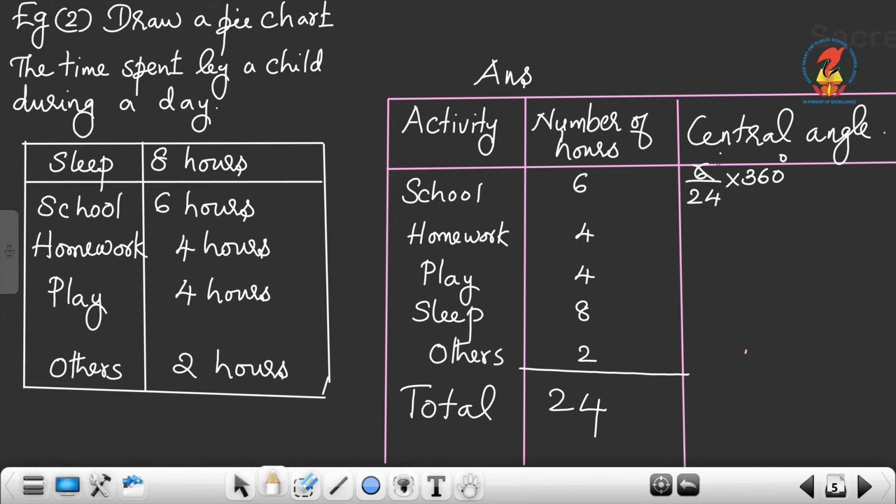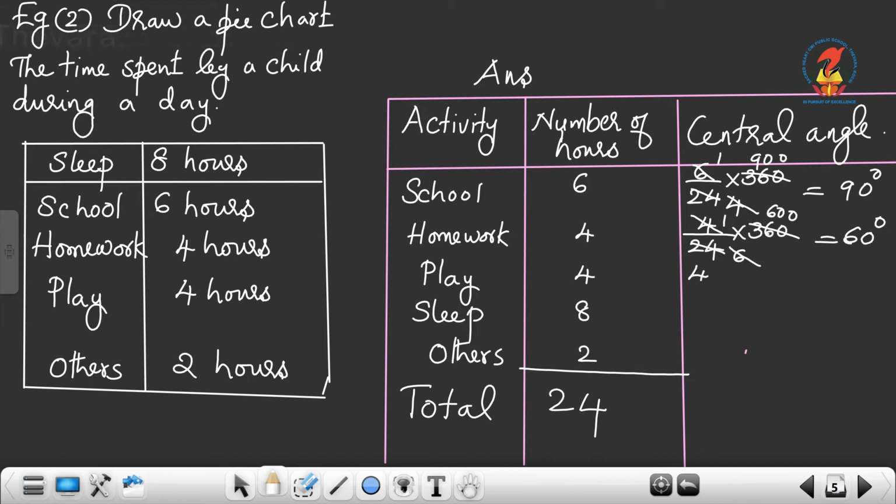6 and 24 you can cancel with the 6, one time, 4 times. Then 4 and 360 we can cancel, 90. So the first one is 90 degrees. Second one, 4. So out of 24 it is 4 into 360 degrees. Then 4 and 24 you can cancel with the 4, one time, then 6 times. Then 6 and 360 you can cancel, 60. So the central angle is 60 degrees.